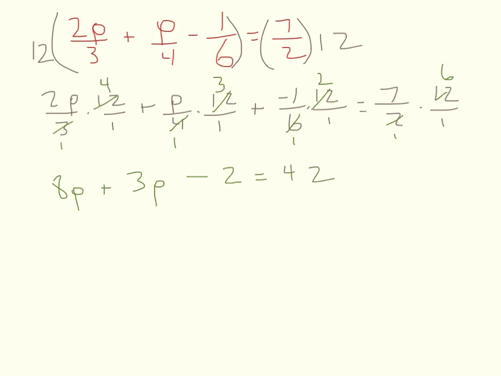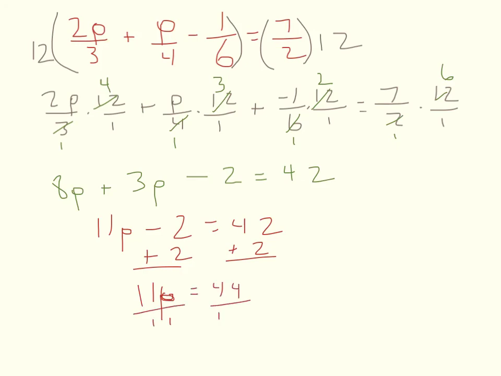Now I'm going to combine like terms. I've got 8p and 3p is 11p, minus 2 equals 42. I'm just going to add 2 to both sides. Continue to combine like terms by taking that 2, putting it over with the 42. So I have 11p equals 44. Divide by 11, divide by 11, and p equals 4.